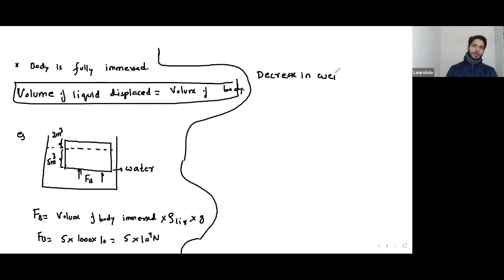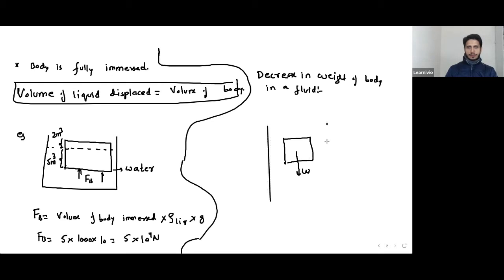Decrease in weight of a body in a fluid. Say you have a body, the weight of the body is W, which is acting in downwards direction. So I take this pen, the weight of the pen is W, it's acting in downwards direction. If I immerse this body inside a liquid, I immerse the body inside the liquid.